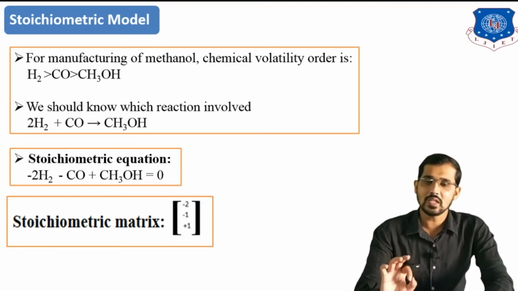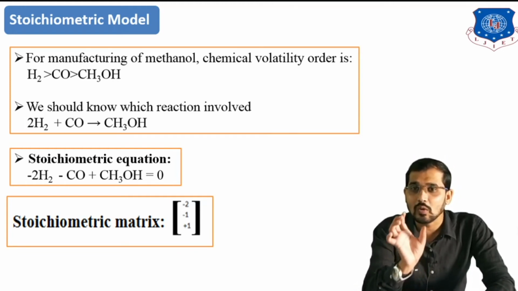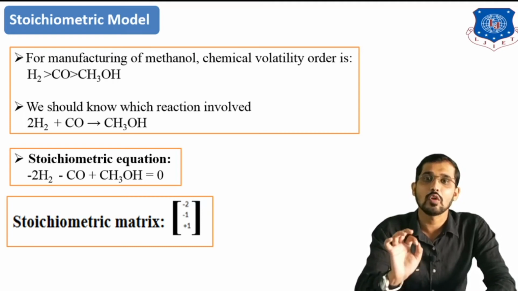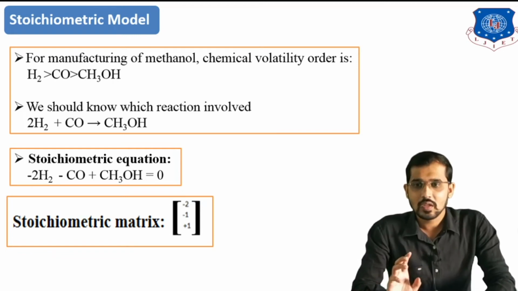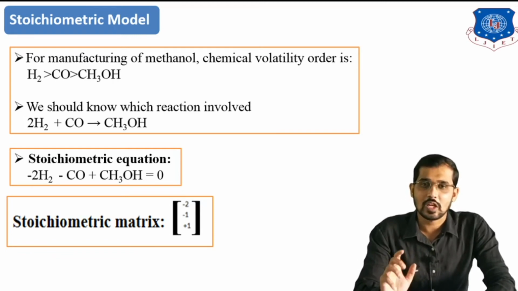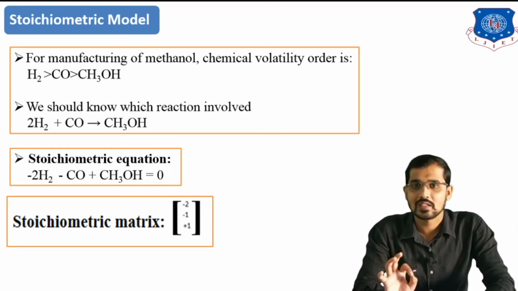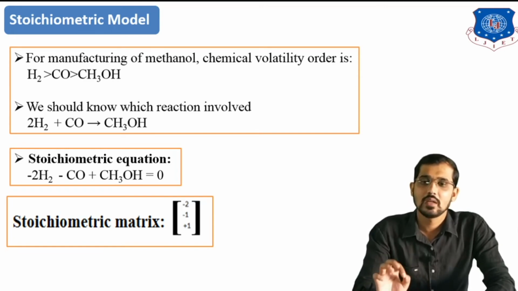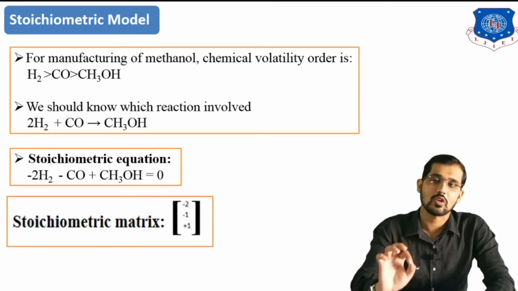After that, you need to write the stoichiometric matrix, where you collect all the stoichiometric coefficients. The stoichiometric matrix consists of stoichiometric coefficients only. In the stoichiometric equation, H2 has a stoichiometric coefficient of minus 2, CO has minus 1, and the stoichiometric coefficient for methanol is plus 1. So the stoichiometric matrix is minus 2, minus 1 and plus 1. This is the stoichiometric model.